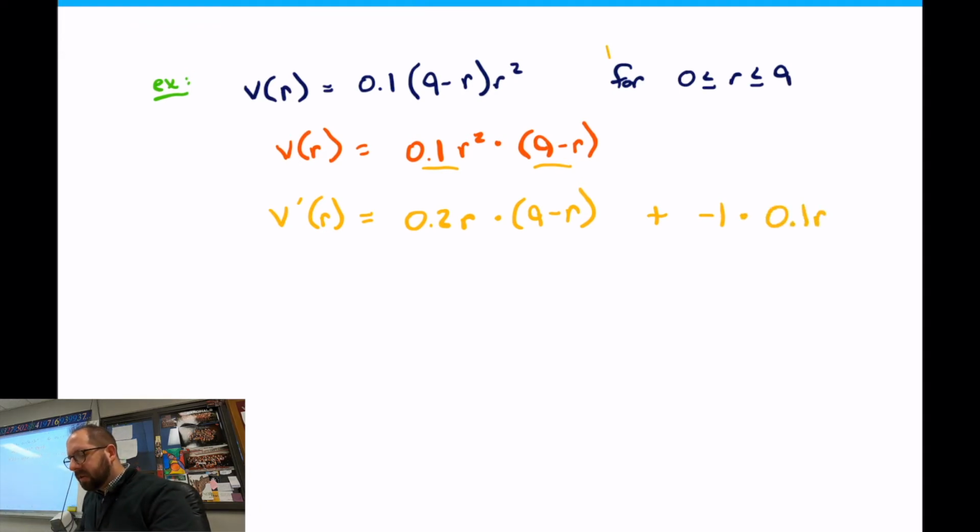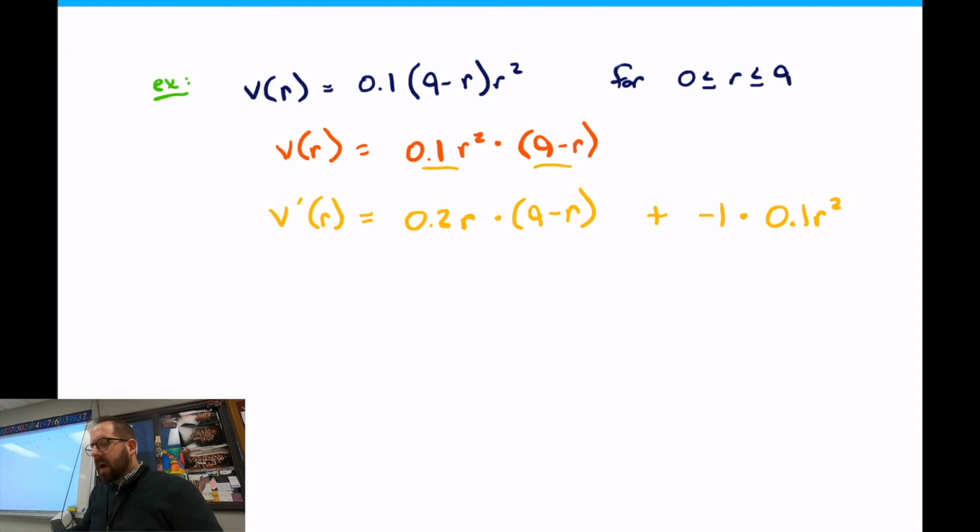So I'm going to stop there and let you guys get caught up, because I know some people are going to struggle with what I just did there. It is the derivative of the first, which is the 0.2r, times the second, which is the 9 minus r, plus the derivative of the second item, which is the negative 1, times the front, which is the 0.1 r squared. Are there any questions with how I find a certain derivative on that part? Like where the negative 1 came from, or the 0.2 came from, or anything like that?